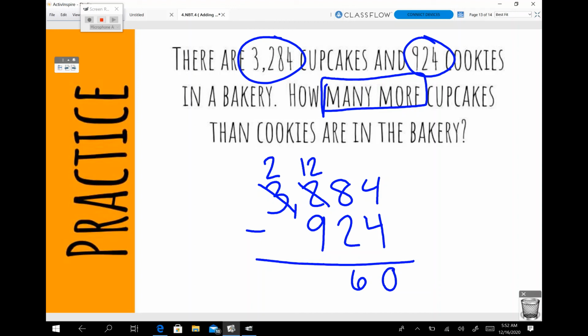Okay, 9 from 12, 300s. And then remember, if we have a blank spot, we're going to pretend that that is a 0, or there's a 0 written. 0 away from 2 leaves me with 2, and don't forget our comma. So there are 2,360 more cupcakes than cookies in the bakery.